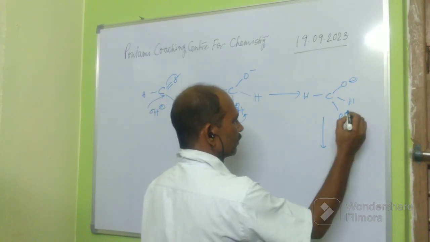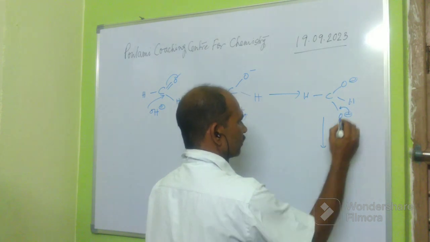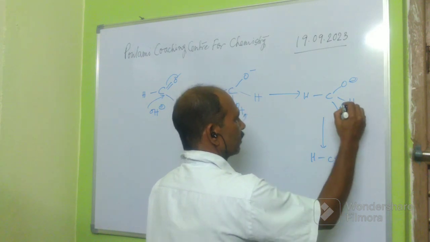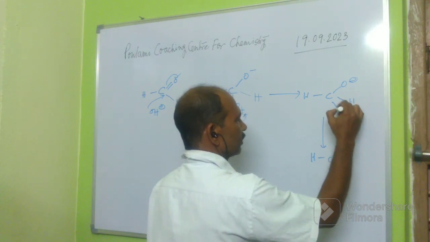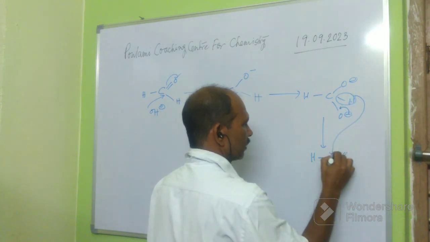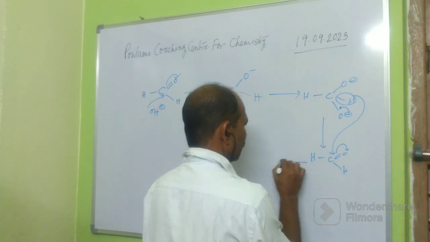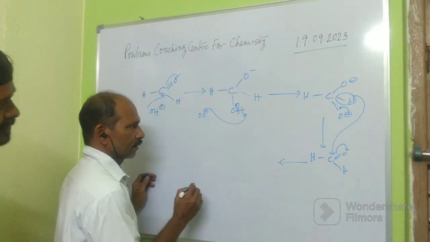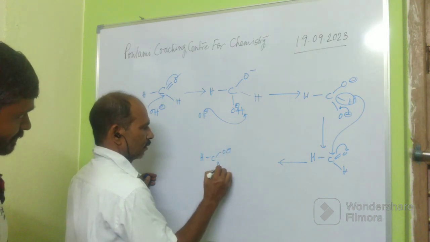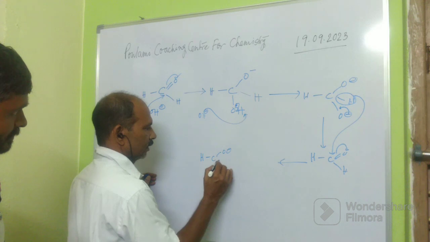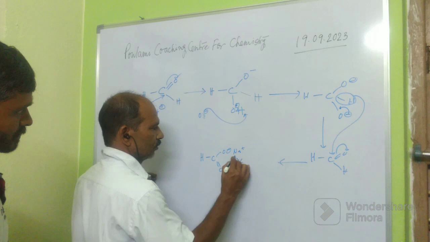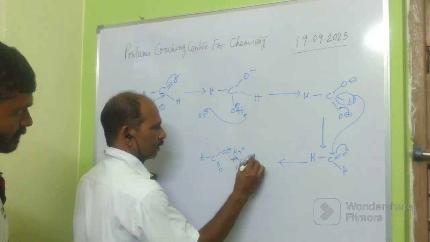After that, what will happen? The O minus pushes back to form the carbon oxygen bond, and then the hydride will be shifted towards this carbon atom of the other formaldehyde, going towards the oxygen atom, and gives rise to the product HCOO minus Na plus and CH2O minus Na plus.